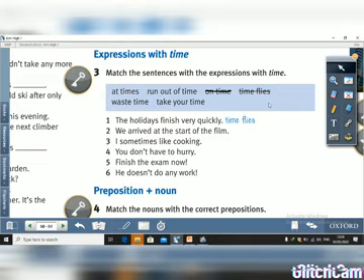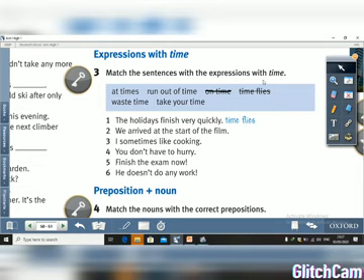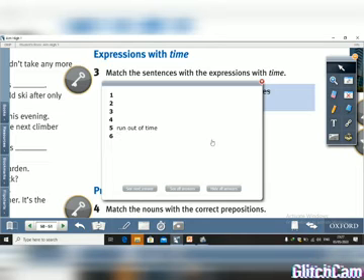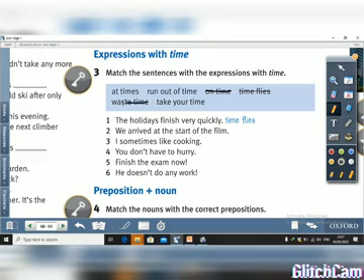Number four. You don't have to hurry. So you have time. So take your time. Okay. Let's move to number five. Finish the exam now. So run out of time. He has no time. Okay. Last one, he doesn't do any work, so he wastes time. Okay, this is for our expressions today.